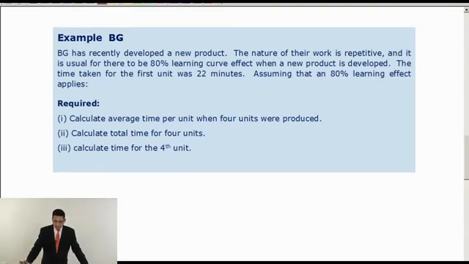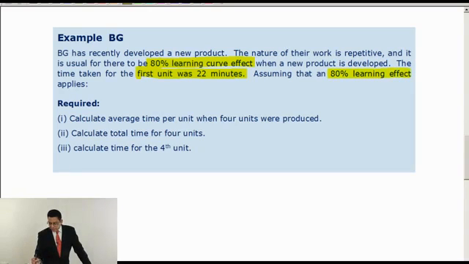Here is an example. BG has recently developed a new product. The nature of their work is repetitive and it is useful for there to be an 80% learning curve effect when a new product is developed. The time taken for the first unit was 22 minutes. So you can be given time in minutes or in hours. It doesn't really make any difference. The formula doesn't know whether it's minutes or hours.